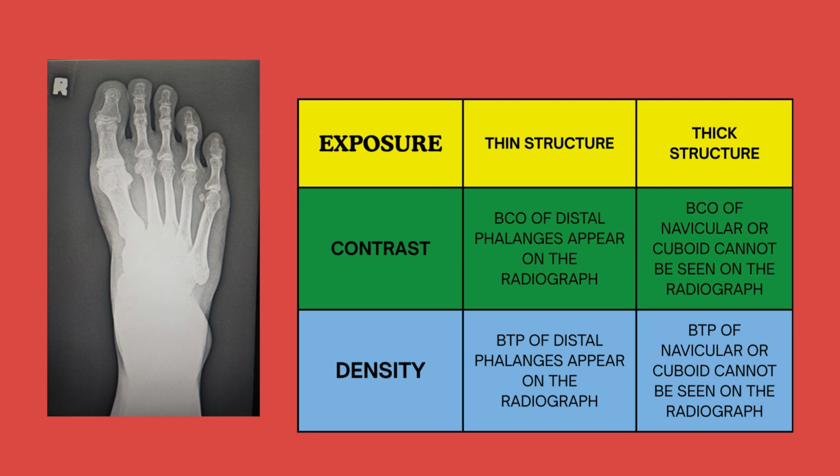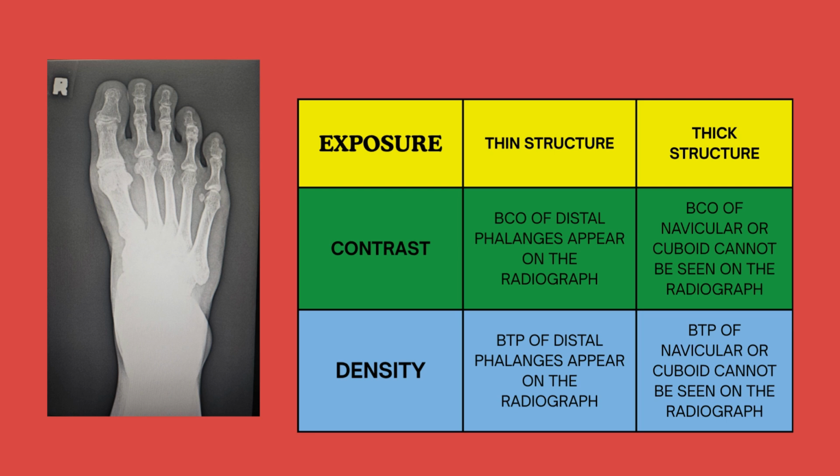Now we move to the next example of incorrect exposure factor. Based on the radiograph on the left, we can see that the radiograph is underpenetrated. This is because the contrast and density for this radiograph is low. The bony cortical outline for thin structure, which is distal phalanges, can be seen, but for thick structure, which is navicular or cuboid, the bony cortical outline cannot be seen on the radiograph.